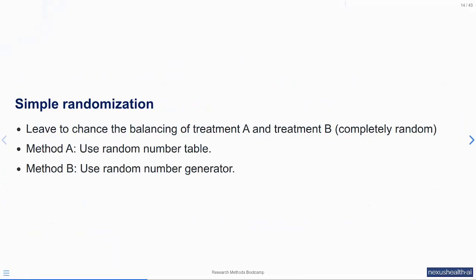In simple randomization, we leave to chance the balancing of treatment A and treatment B. That is to say, it is completely random. And we could either use a random number table or we could use a random number generator.